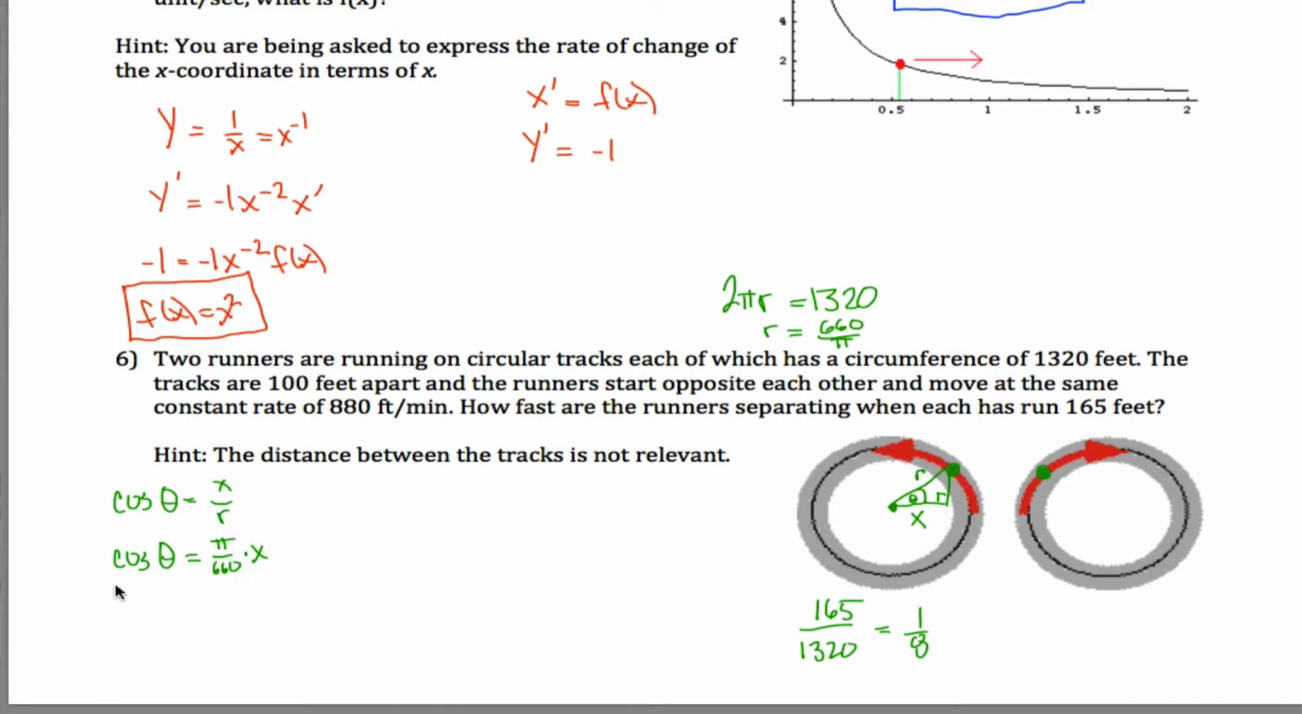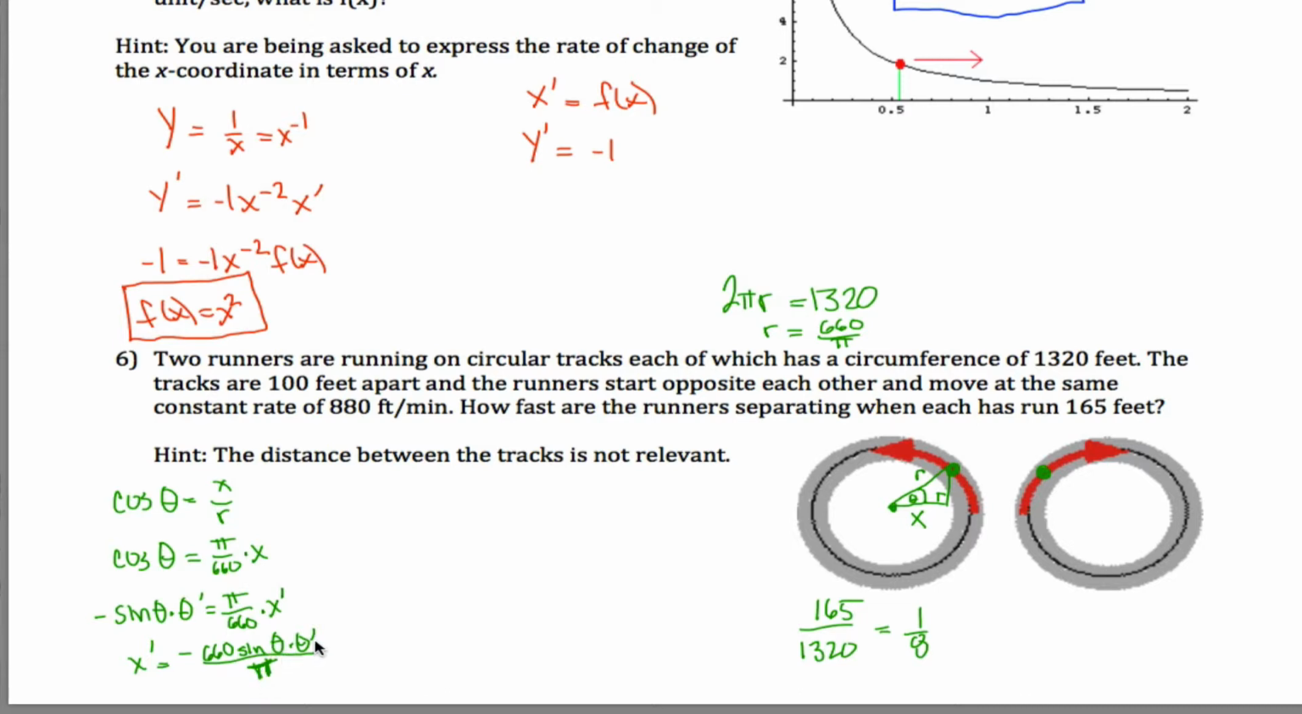Take the derivative of both sides. The derivative of cosine is sine. So I get sine of theta times, that's not true, the derivative of cosine is negative sine. Negative sine of theta times theta prime is equal to pi over 660 times x prime. X prime is what I want to figure out, so I could say that x prime is equal to the negative of 660 sine of theta times theta prime divided by pi. So I took this whole thing and moved it over to the other side. That's supposed to be a pi, not an h on the bottom.